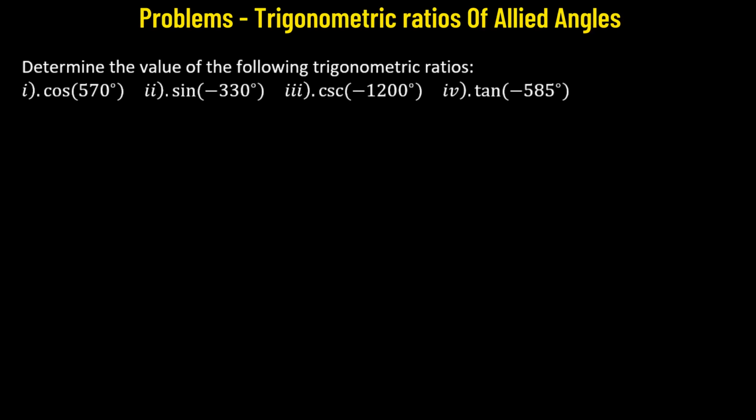So in this problem, we need to find out the value of the given trigonometric ratios. Let's begin with problem number 1. We have cosine of 570 degrees.